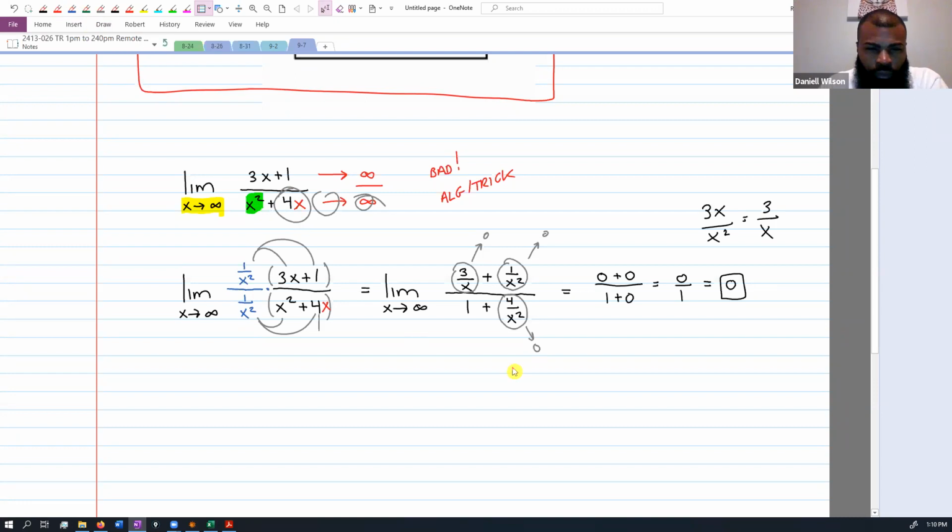Is 4 over x. 4 over x. But you know what? That's still going to go to 0, right? As long as I come through with the highest power that I see on the bottom, then I'm guaranteeing that I'm going to have a number in the bottom. The rest of them will be zeros. And having a number on the bottom keeps us from getting division by 0. Does that make sense at all?